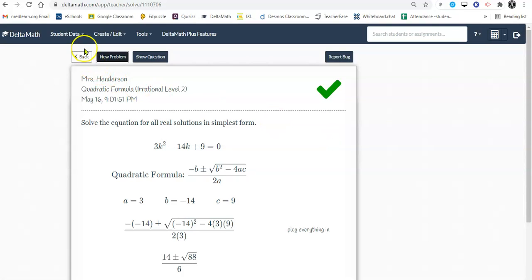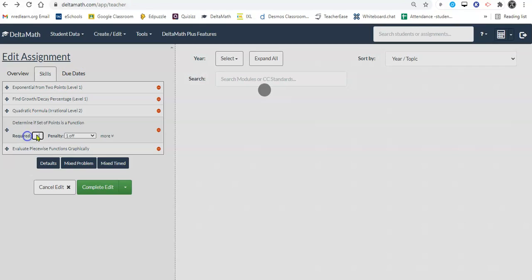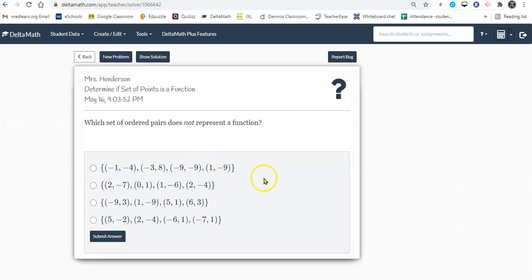Yes. All right. Last two, determine if a set of points is a function. I'm looking for repeating x's. So which one is not a function? Look at all these x values. If you've got a repeating x, then you are not a function.